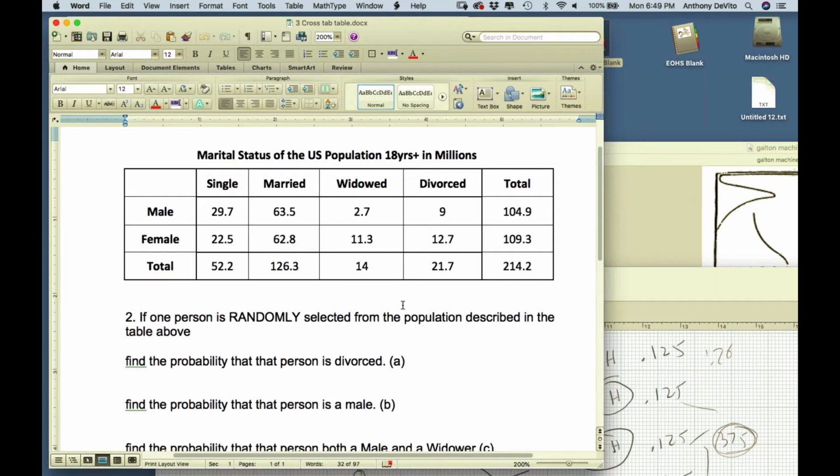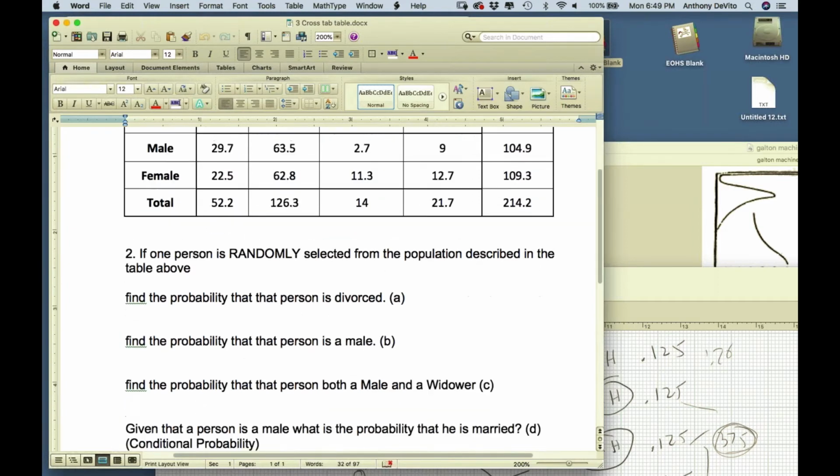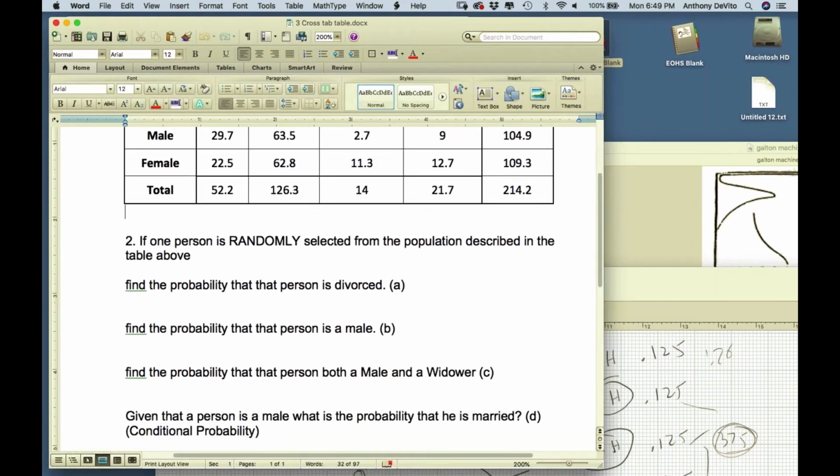Well, how many people in the United States are divorced? 21.7, right. And how many people are there in the United States? Right. So what do you think the probability is? About 10%, right? Okay. Good. What's the probability that that person is male?